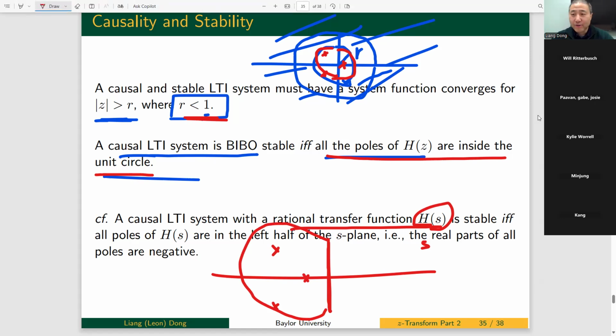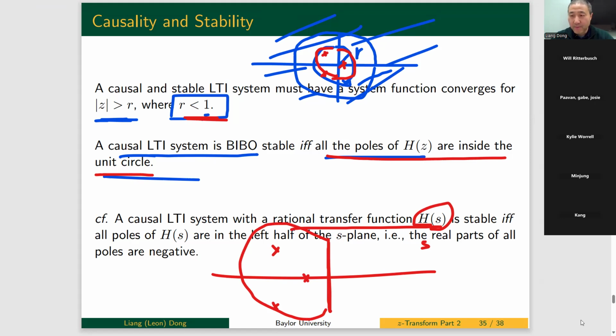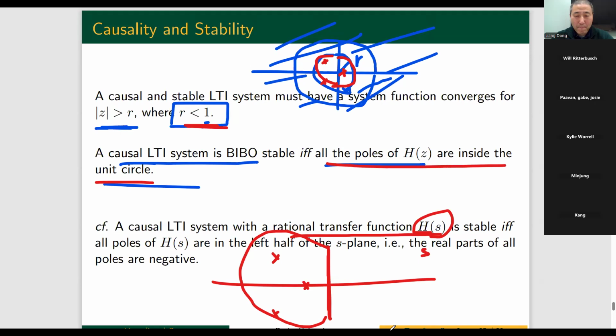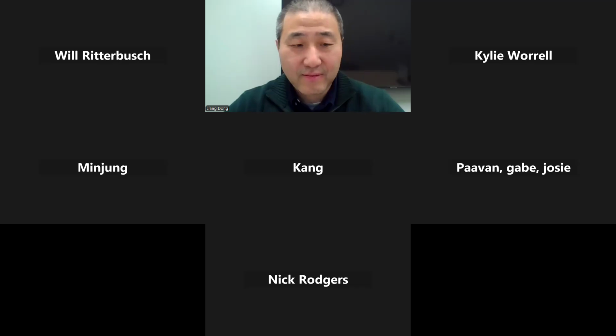Okay, that's all I have for today. I think it's good timing. Are there any questions so far on these? Okay, all right. If you don't have any questions, I'll conclude for today's lecture.